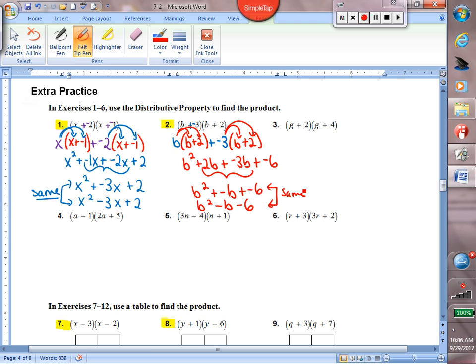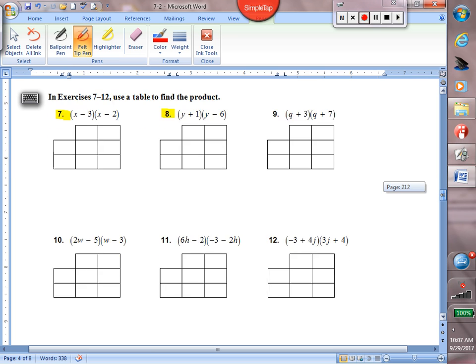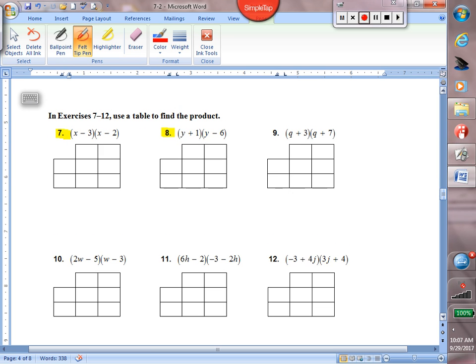Now I realize some of you might be thinking, oh, I really like that method, and others of you might be thinking, that one confused me a little bit. So if you're not sold on the first method, let's move on to method number 2. Method number 2, we use boxes to help us multiply our binomials.